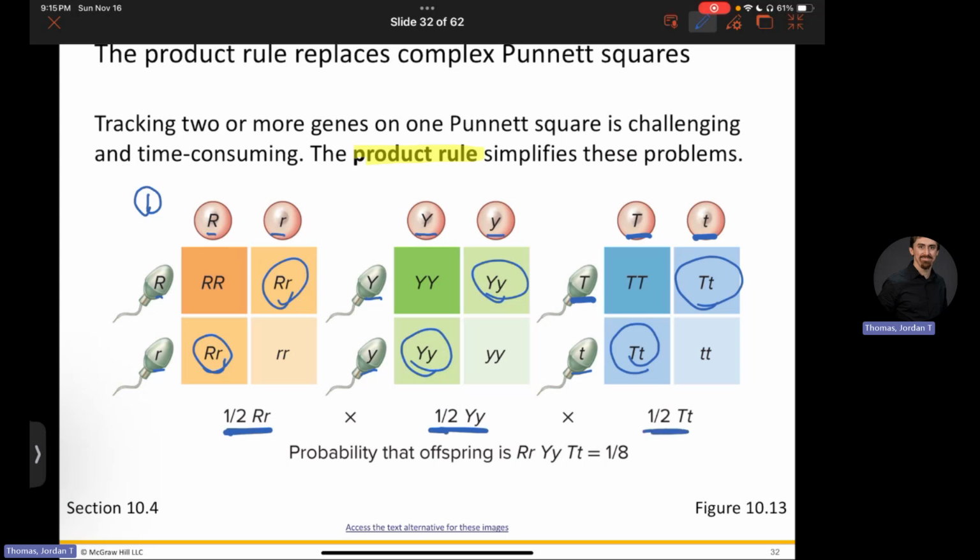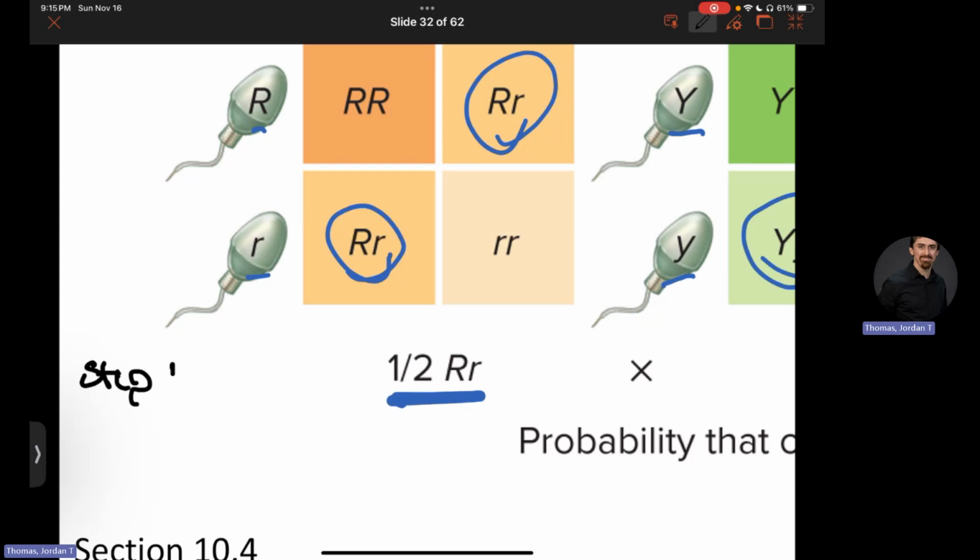So now with the product rule, one, you do the Punnett square for each gene. So I'm going to write that down somewhere. Step one. Zoom in. Number one, Punnett square for each gene.